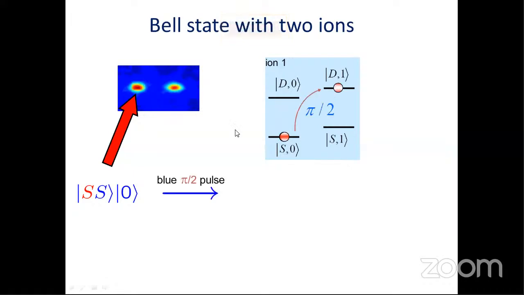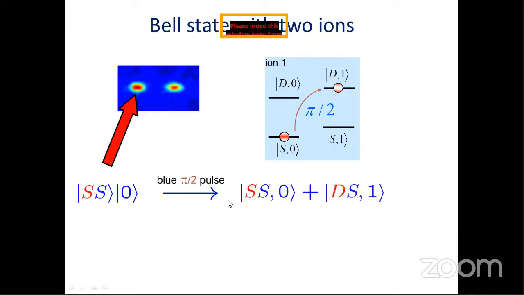Now what you do is you come with a blue pi by 2 pulse. You excite the ground state to the excited state in such a manner that the population is half-half in the ground as well as the excited state, but also a motional state which is excited. Now you create this: SS0 plus DS1. So the first one is shown in red.